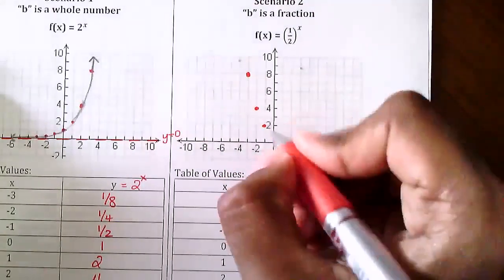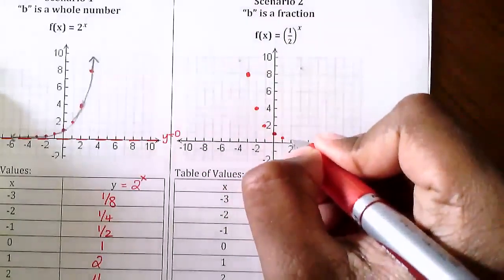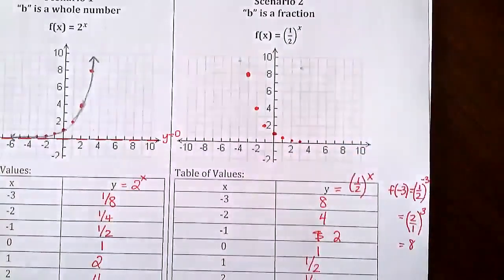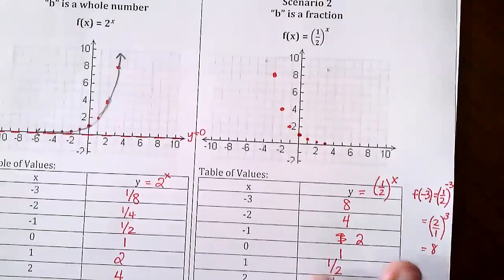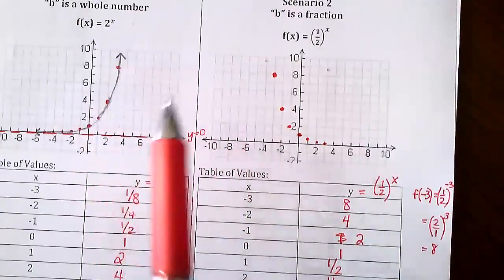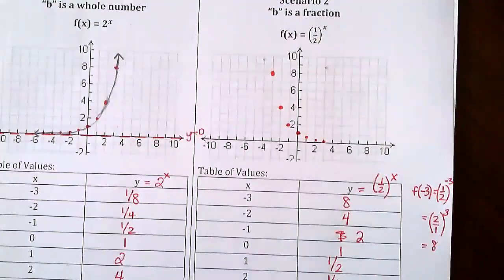When x is 1, y is half. When x is 2, y is a quarter. And when x is 3, y is 1/8. So it's similar to the graph that we've seen here, but it just looks like it's a mirror image. Like we have a line of symmetry here, and then we just flipped it over this way.